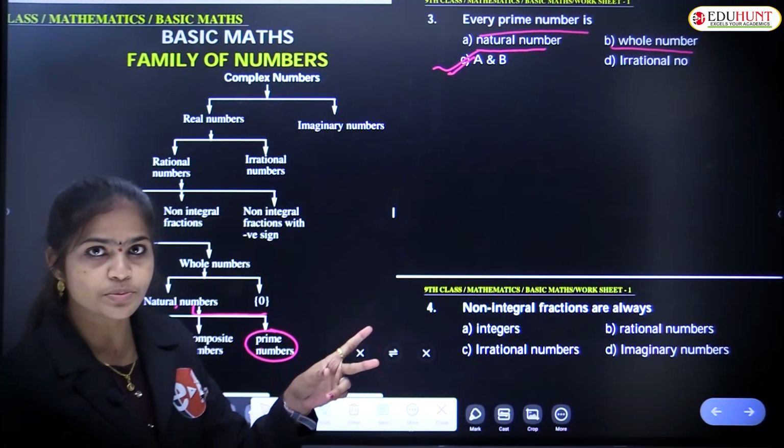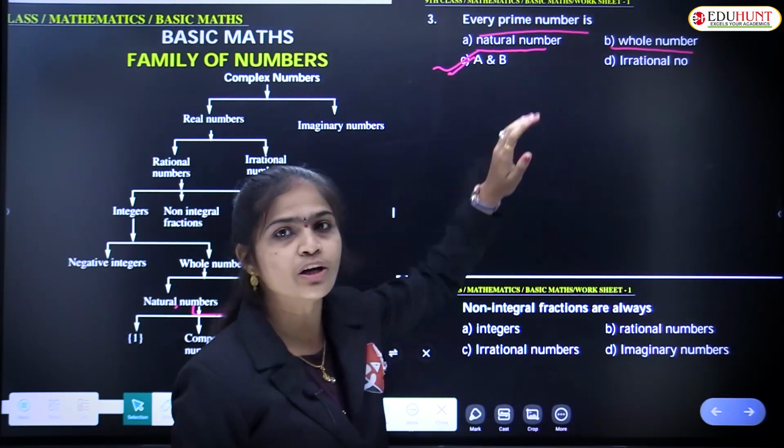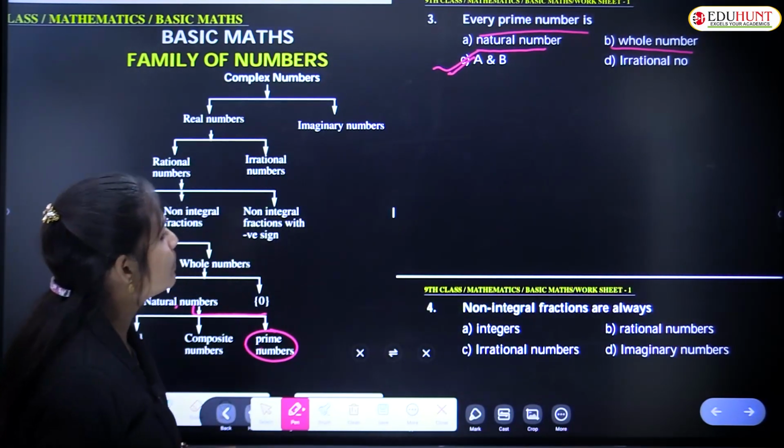Okay, A and B options. So that's why option C is correct. In option C they gave A and B options. Okay children, so don't be confused about that.